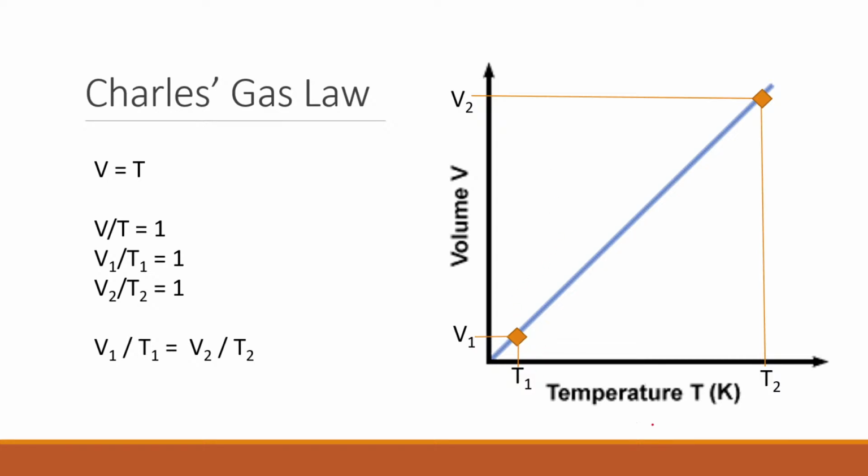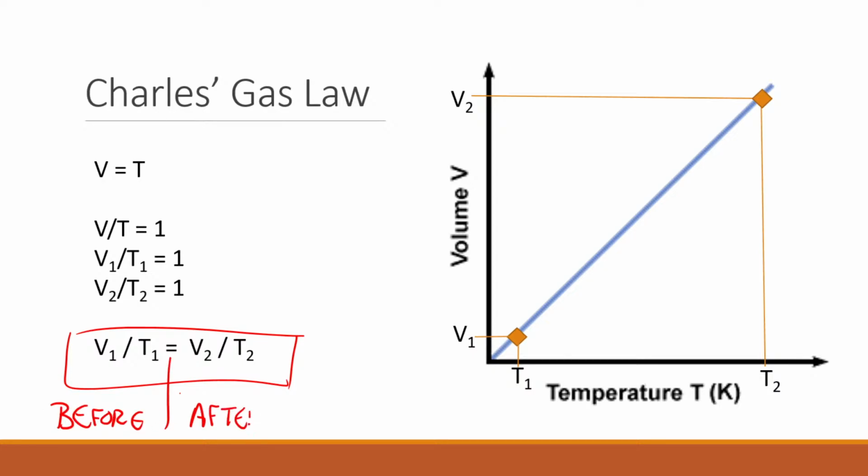Right, as temperature increases, volume increases. As volume decreases, temperature decreases. And again, we get a formula that compares a before and an after. This time, instead of multiplying them, we are dividing. So it's V1 over T1 equals V2 over T2. But we still have our before and after. We look at our relationship, and it always remains this constant, both increase together or both decrease together.